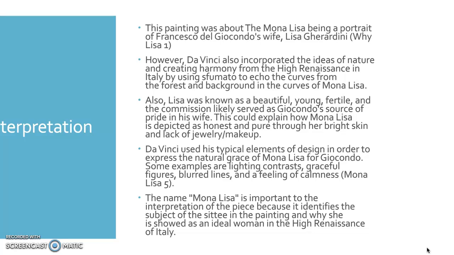Also, Lisa was known as a beautiful, young, fertile woman, and the commission likely served as Giocondo's source of pride in his wife. This could explain how Mona Lisa is depicted as honest and pure through her bright skin and lack of jewelry or makeup. Da Vinci used his typical elements of design in order to express the natural grace of Mona Lisa for Giocondo. Some examples are lighting, contrast, graceful figures, blurred lines, and a feeling of calmness.